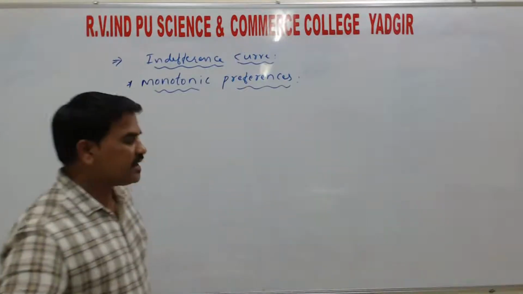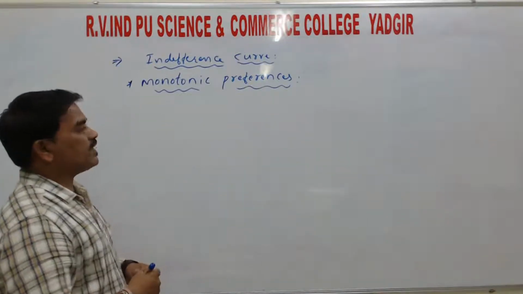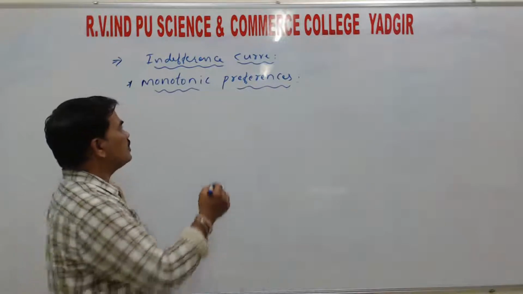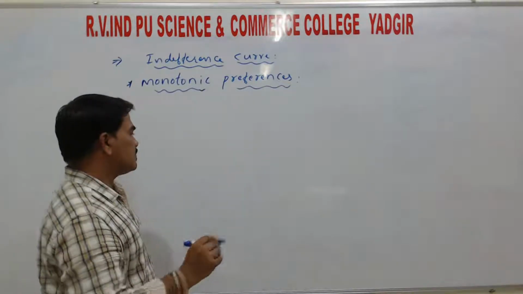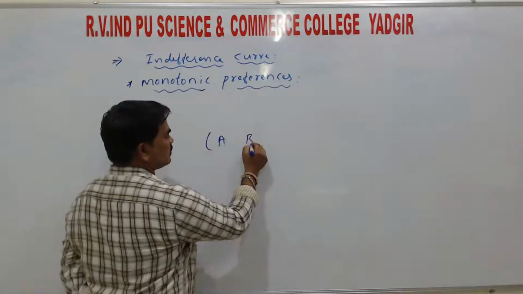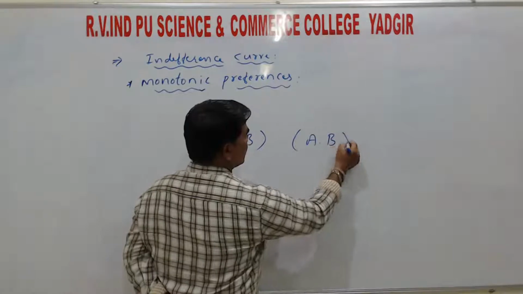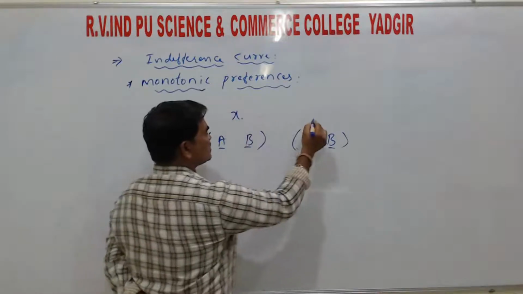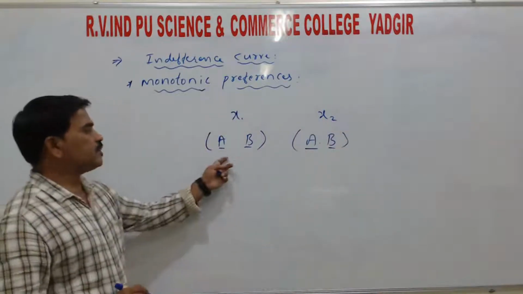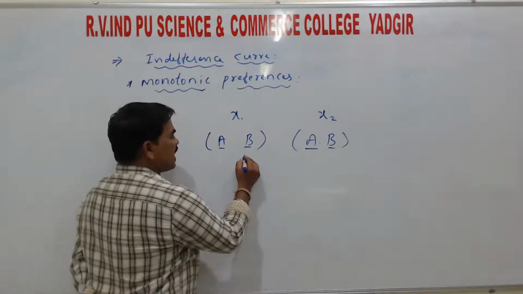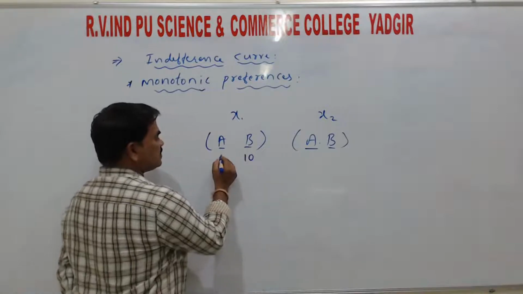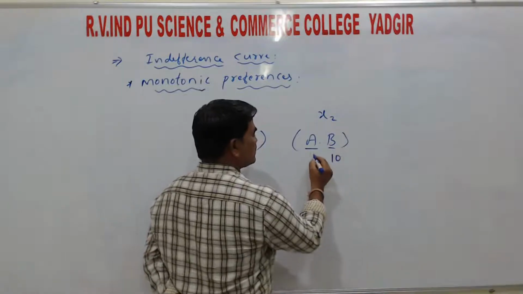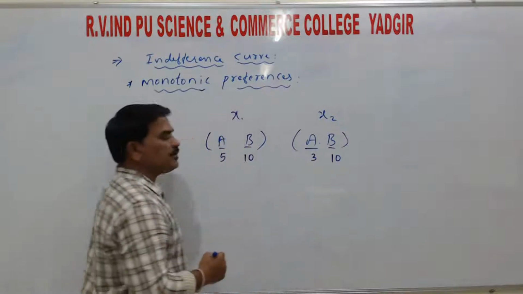The next topic is: what do we mean by monotonic preferences? Monotonic preferences means the consumer's preference is monotonic. Suppose I give an example, apple and banana. X1 is the first bundle and X2 is the second bundle. In the first bundle, we have 10 bananas with 5 apples. In the second bundle we have 10 bananas and 3 apples.